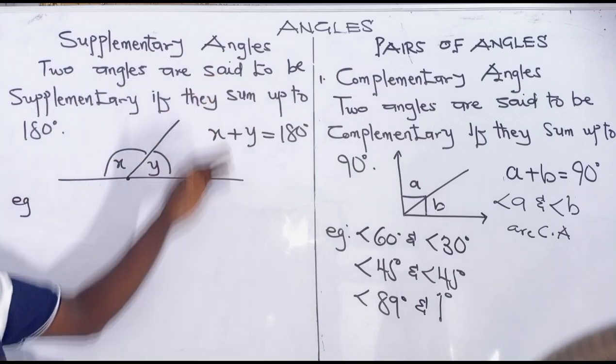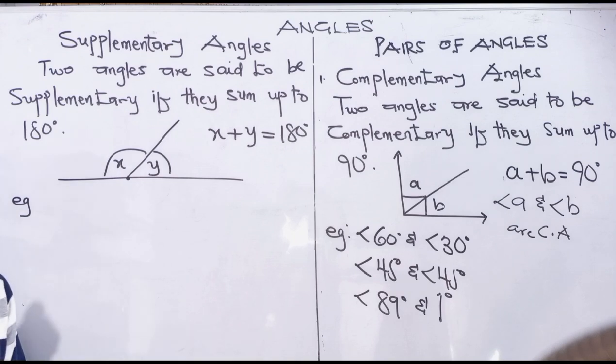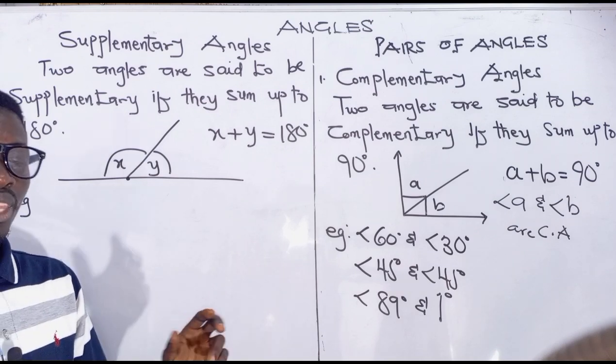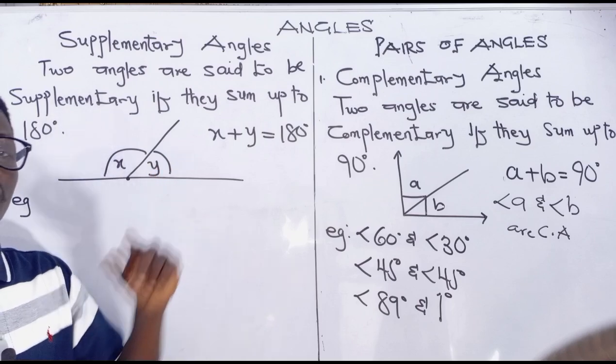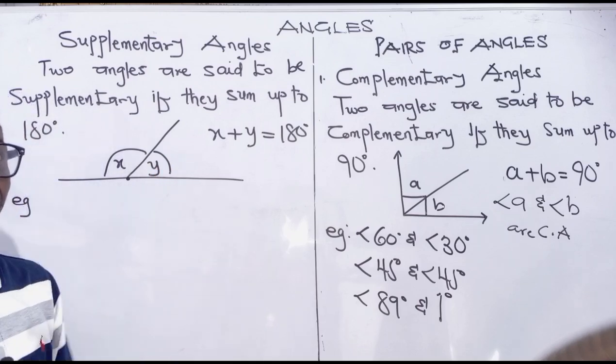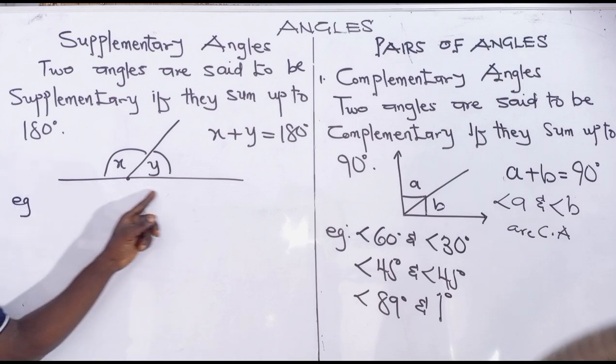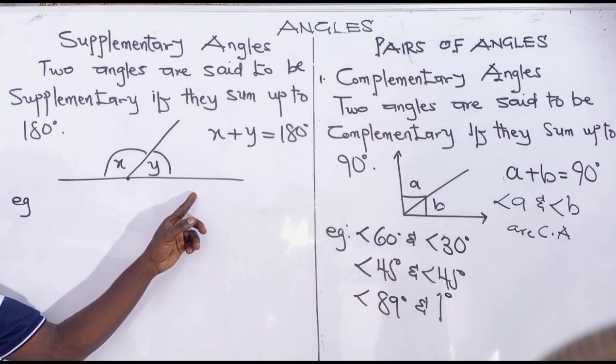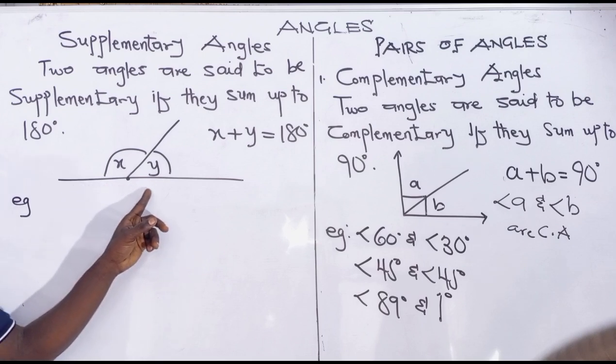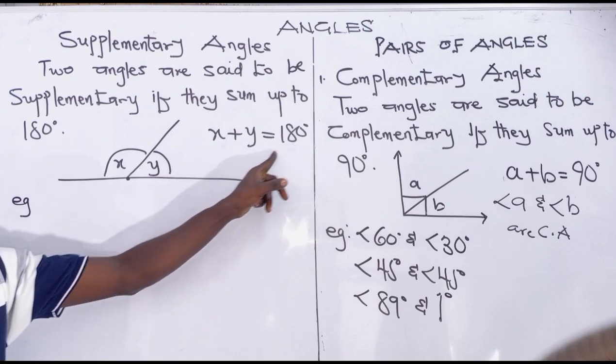Now let's look at supplementary angles. Two angles are said to be supplementary if the sum of these two angles is equal to 180 degrees. A supplementary angle can be formed on the straight line angle, and we have already established that a straight line angle measures exactly 180 degrees.